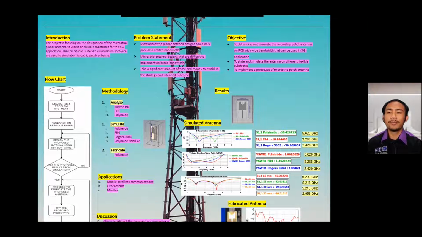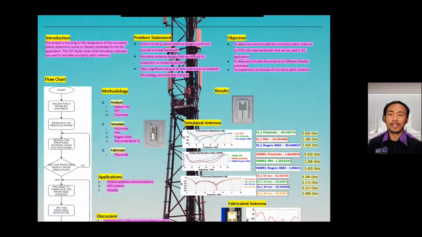So for the methodology, the method that I use is, first I analyze, second I simulate, and after that I fabricate. For the analysis, I am using 3 different substrates to analyze the S parameter, which are Kapton HN, PET, and polyimide for the outcome. So after that, I compare with previous research and previous papers.